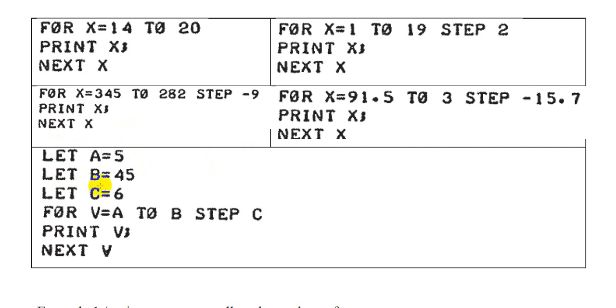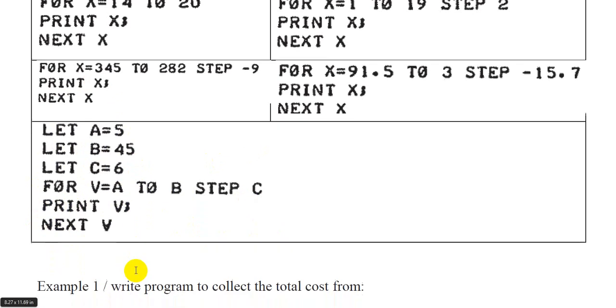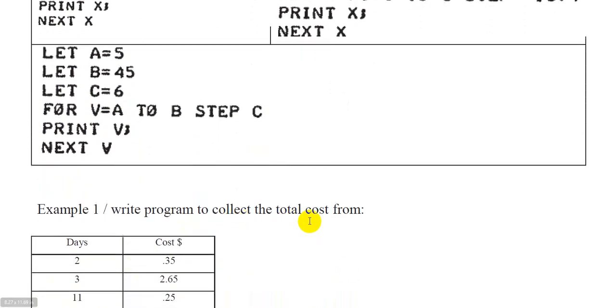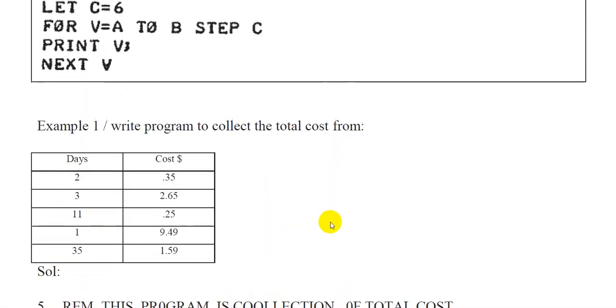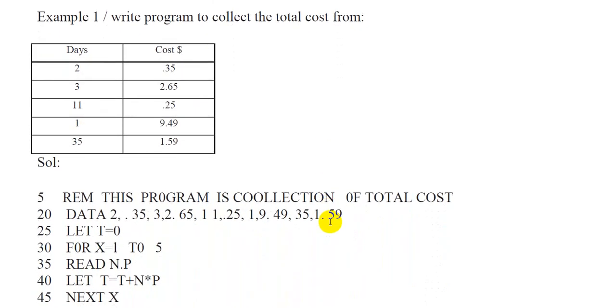Let A equal 5, let B equal 45, and let C equal 6. For V equals A to B step C, and step C, this is the step function of C, as you can see right here, print V comma next V. Example: I'll write a program here to collect the total cost for the project management techniques, implemented using Visual Basic, for days and cost in dollars or USD. Days 2, cost 35. Days 3, cost 2.65. Days 2, days 11, equals 25.